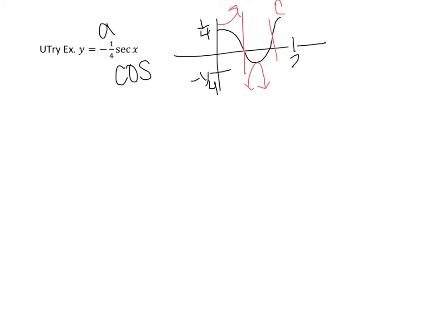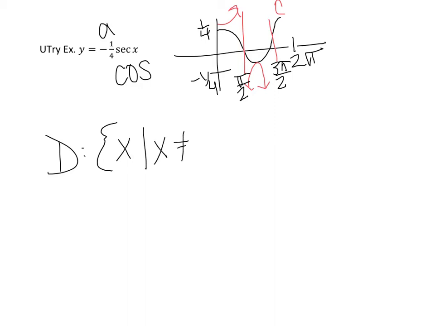How long is the period? 2 pi. So my asymptotes are at pi over 2 and 3 pi over 2. So they are pi distance apart. Domain, left and right, we hit asymptotes. So all x such that x does not equal pi over 2 plus, how often does it repeat? Pi k.